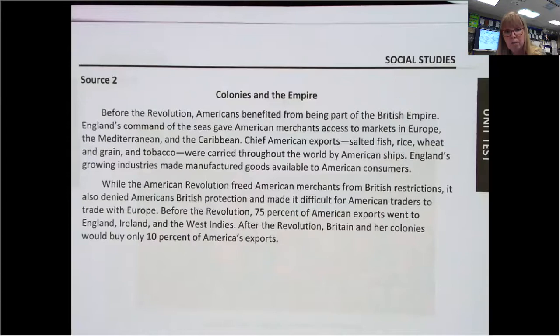While the American Revolution freed American merchants from British restrictions, it also denied Americans British protection and made it difficult for American traders to trade with Europe. Before the Revolution, 75% of American exports went to England, Ireland, and the West Indies. After the Revolution, Britain and her colonies would buy only 10% of America's exports.